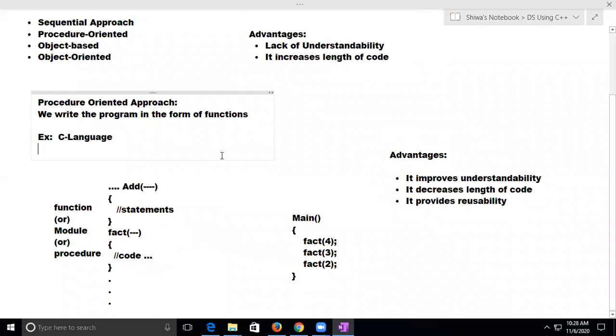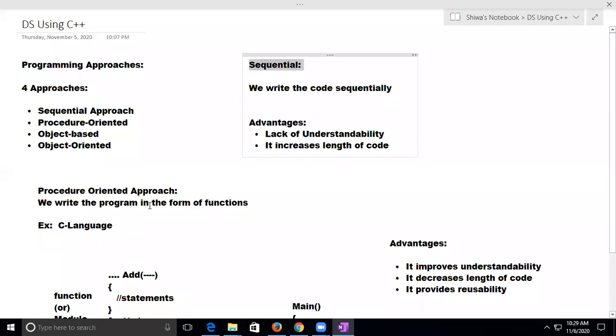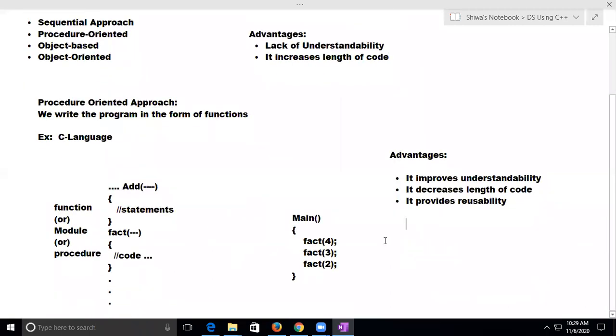These are the advantages. But this procedure oriented approach also has some drawbacks. To avoid the drawbacks of the sequential approach, they introduced the procedure oriented approach. What are those drawbacks? See here, disadvantages. This procedure oriented approach does not provide security. It does not provide security for the data.